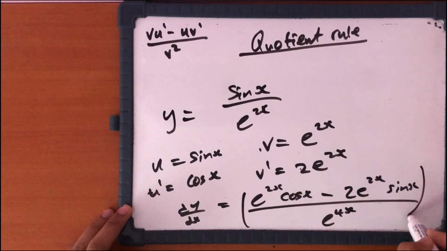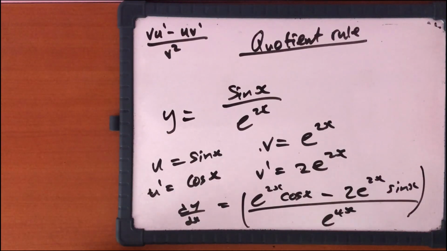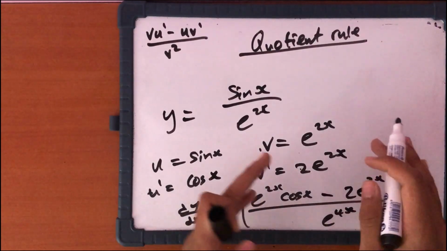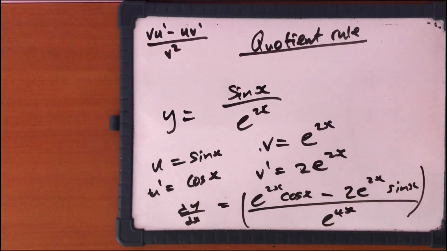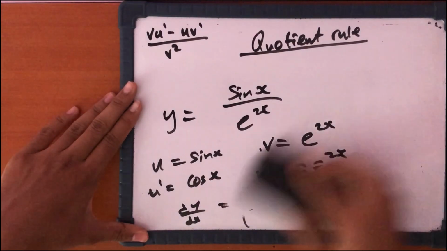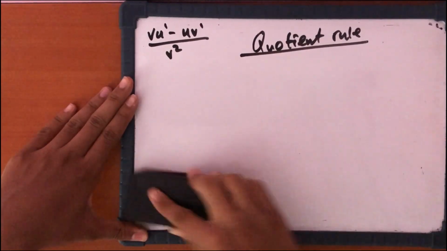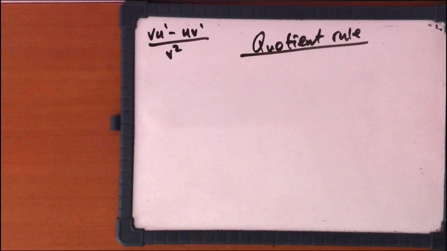Remember, all the other basic rules of derivatives apply. You plug in a value of x, you get the gradient at that point. And if you want to find turning points, you equate the whole derivative to 0, because at turning points, gradient is 0. And yeah, that's it for quotient rule.